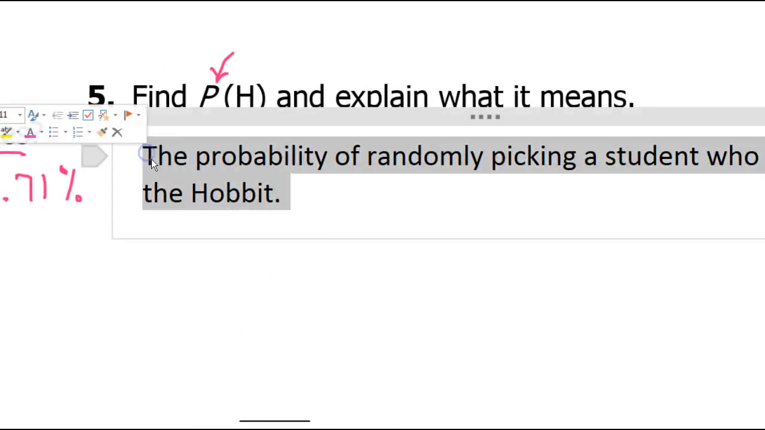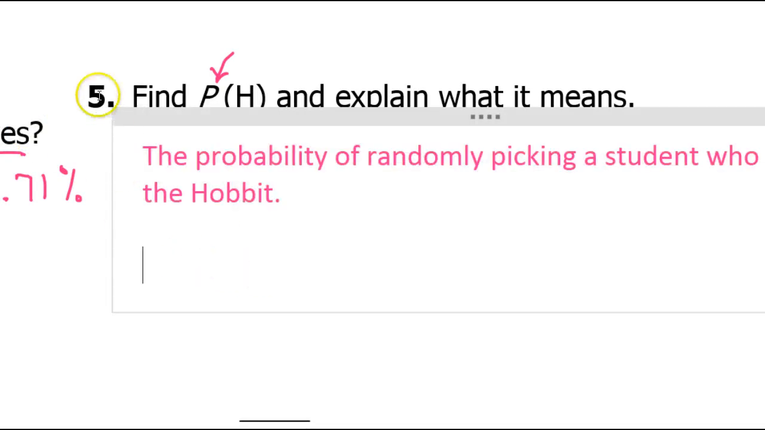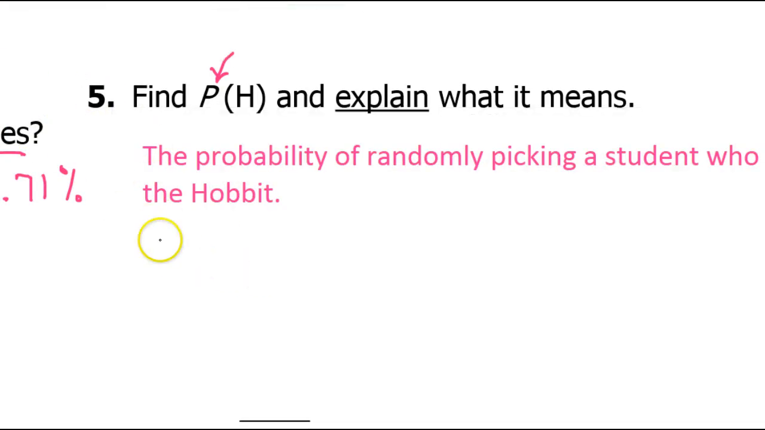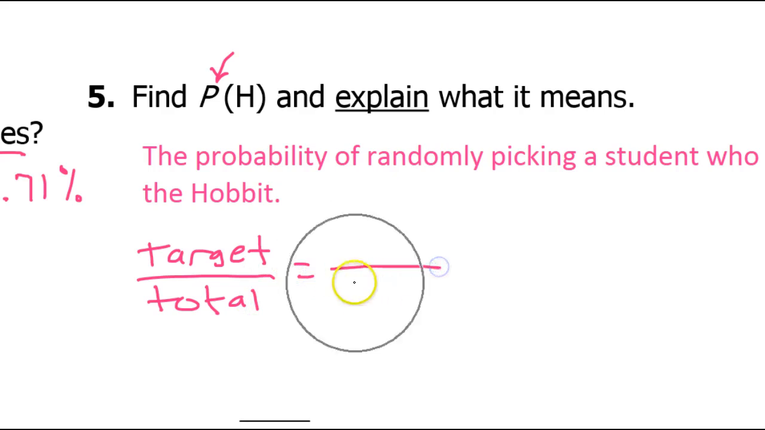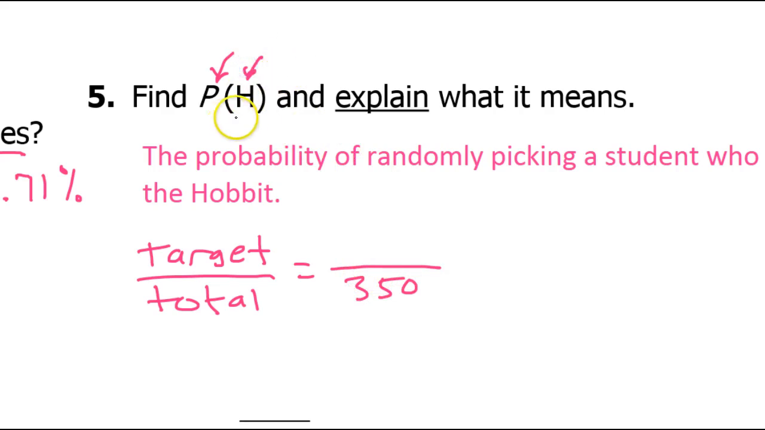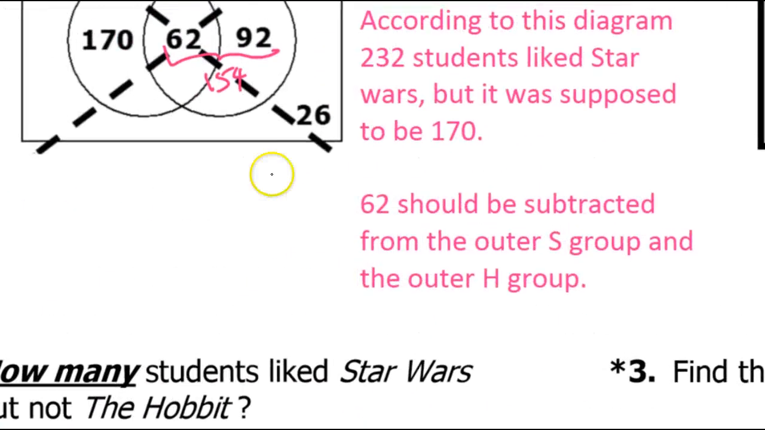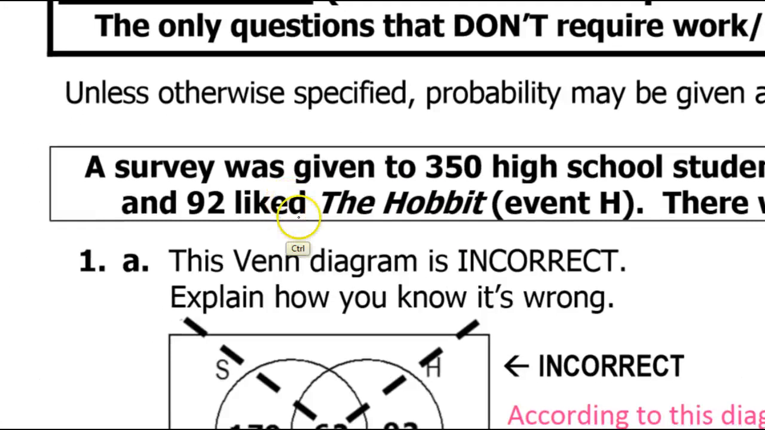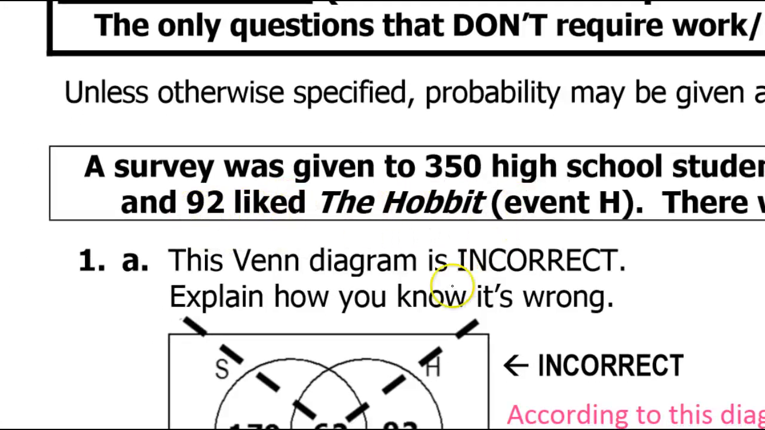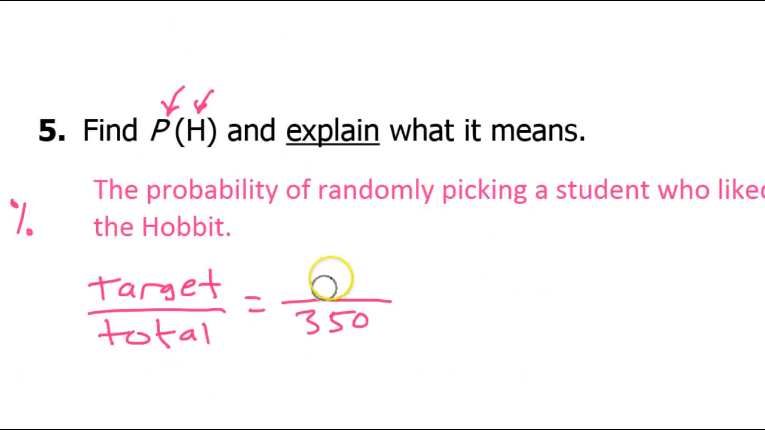Okay, so that's what it means, and now we have to find it. Whenever we do probability, we're doing target over total. All right, the total is still going to be 350. The target is students who liked The Hobbit. So 92 students liked The Hobbit. So that's going to be 92 over 350.